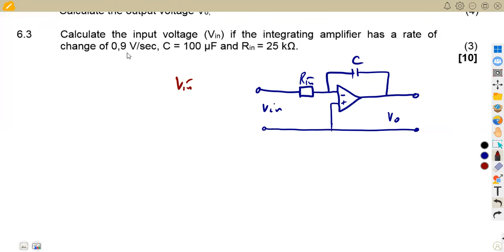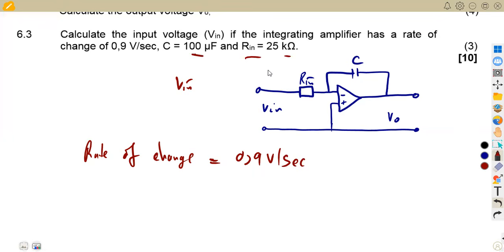of 0.9 volts per second. So we've got the rate of change. Remember, we have the formula for the rate of change. So the rate of change here is 0.9 volt per second, and we are given the capacitor value and R in. How do you calculate the rate of change? That is the question, which is from our V out, our rate of change.